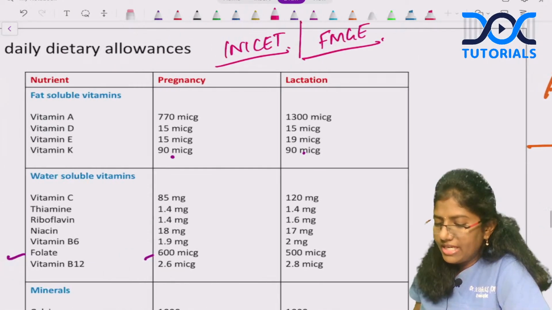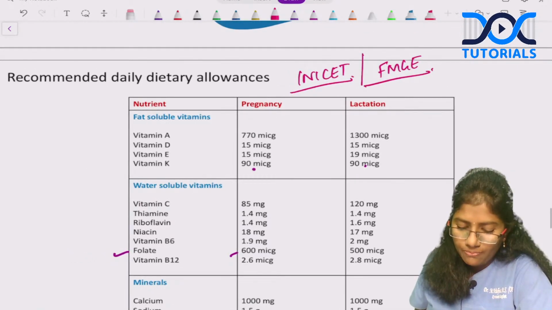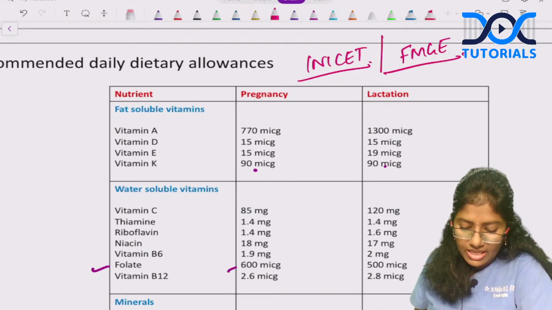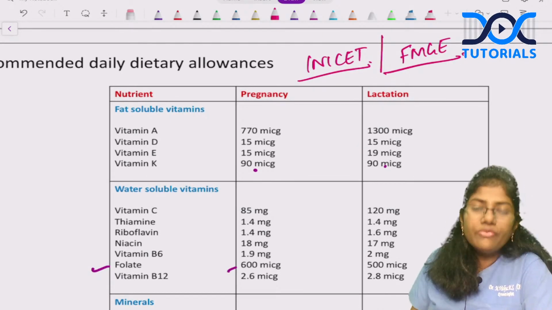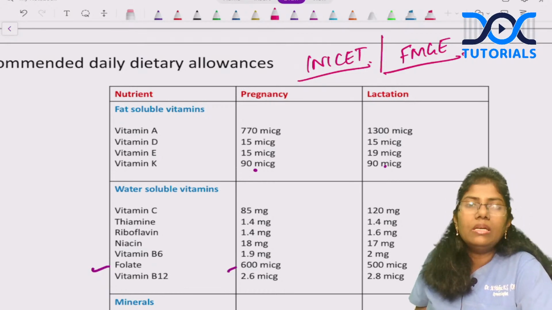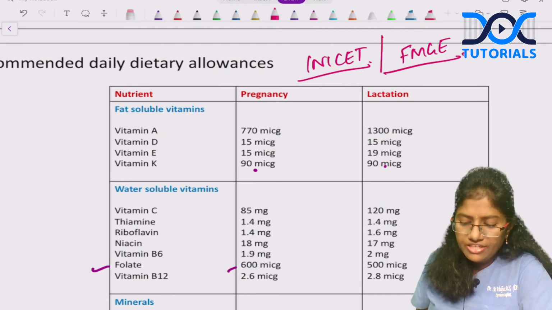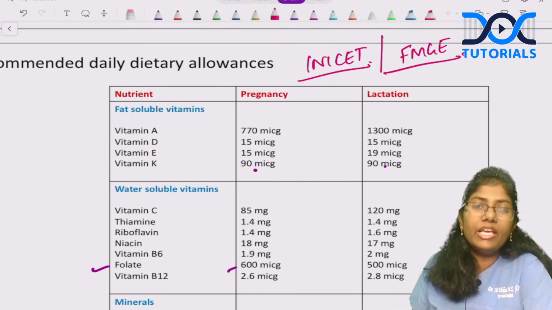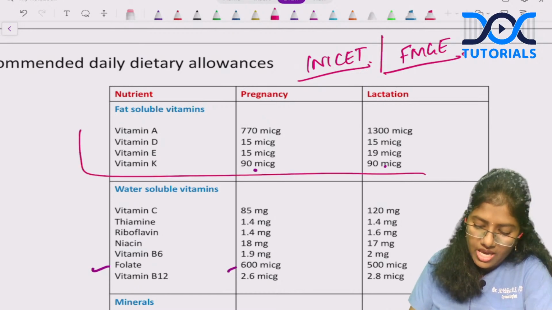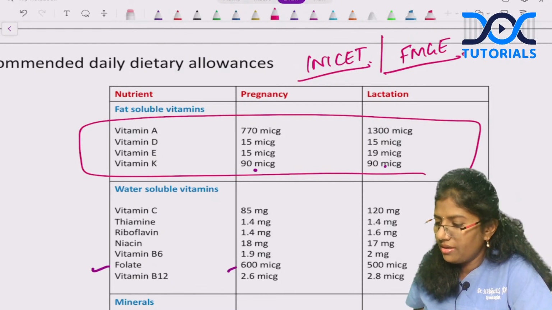Okay. So now I'll tell you this question, dietary allowance. Now we're talking about dietary allowance, okay. So the question was like this in the last INI-CET exam: the RDA of which of the following vitamins is high during lactation? That was the question, okay. And the options were vitamin A, D, E and K, okay.